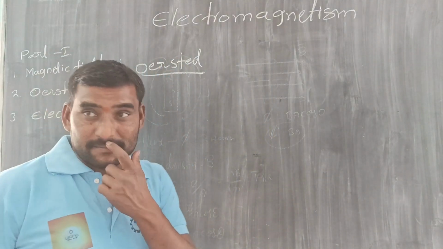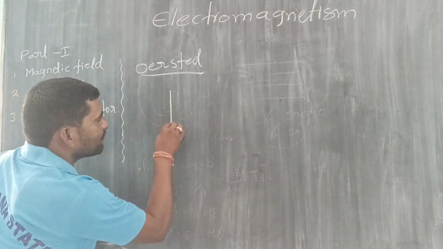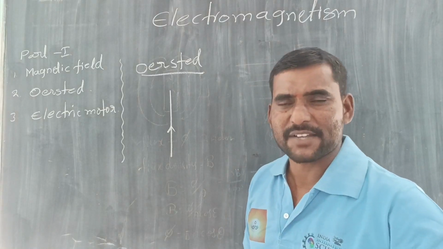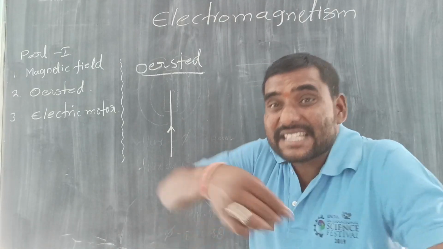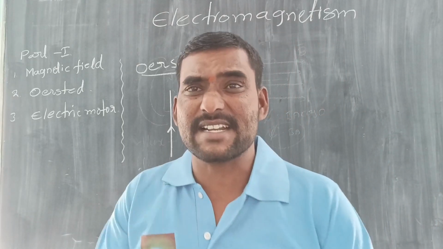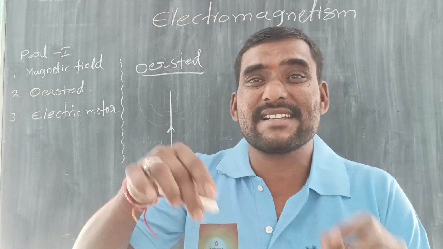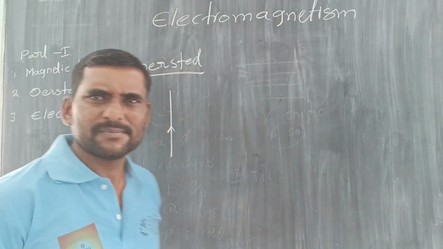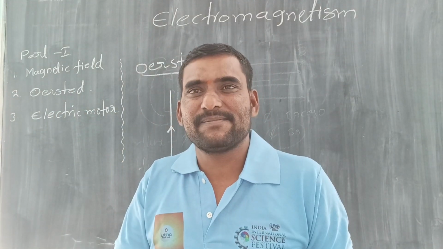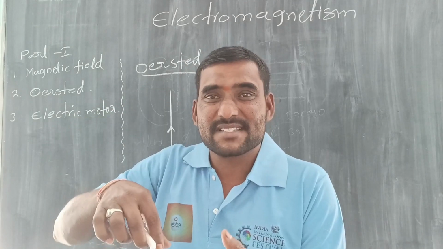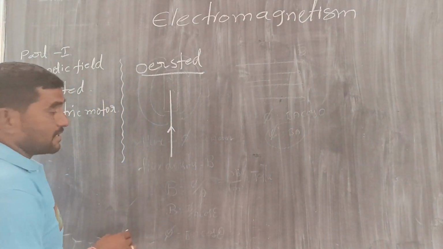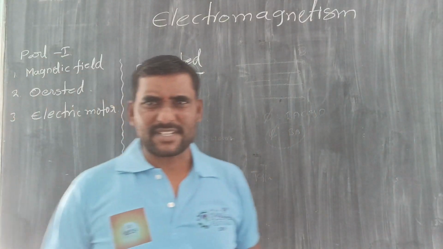Now the second experiment. We have to show that a straight current carrying conductor can produce a magnetic field around it in a circular path. Yes, we can show it. You know the apparatus already. We have to take a wooden plank and some compasses, 6 to 9 compasses, a retort stand, and a battery. Very simple activity.